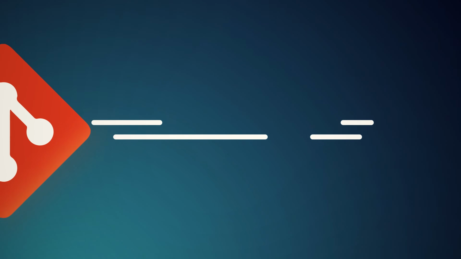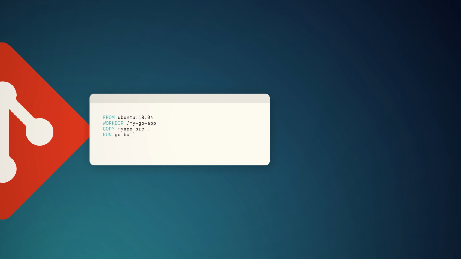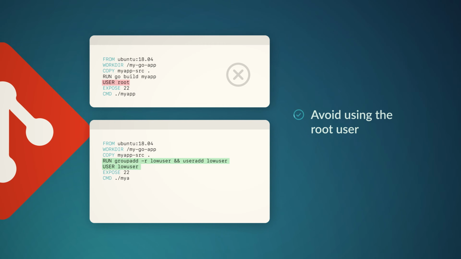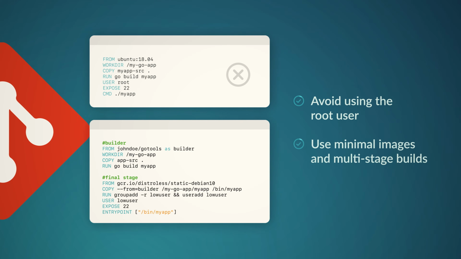You build container images using Docker files or container files. These are a couple of best practices to follow when writing a Docker file. Avoid at all costs running containers as root, and instead use a low privilege user. Use minimal images to reduce the attack surface, like Distroless.